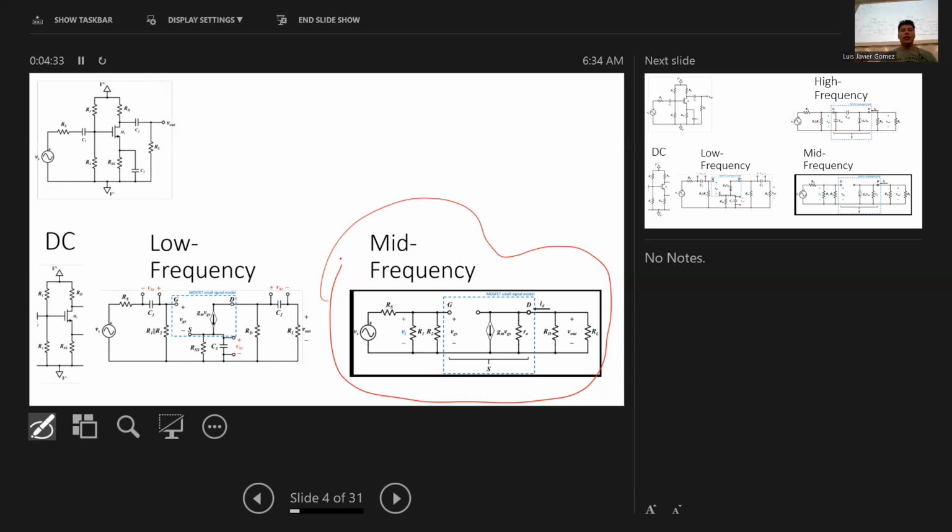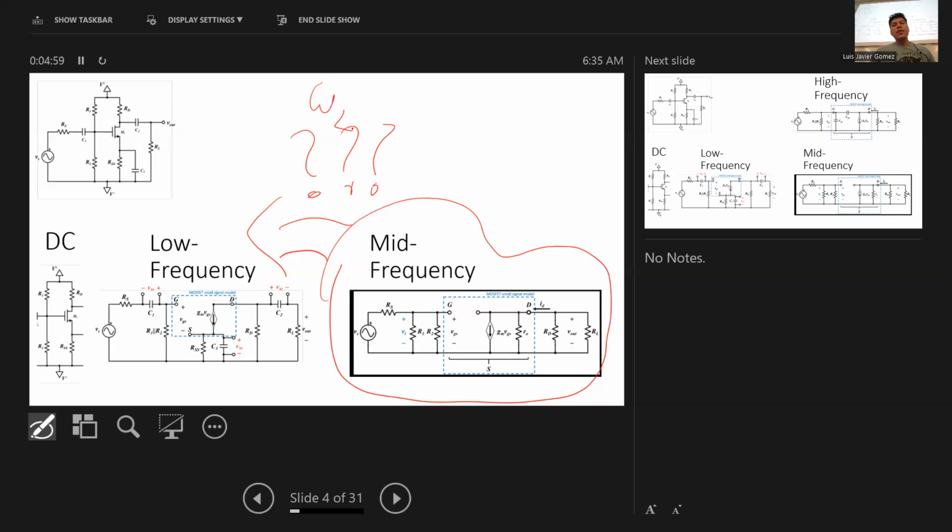So that's one thing. The question of this lecture is, at what frequency can we start assuming this? So what is this omega low, what we're gonna call omega low, the frequency above which we can start assuming that this mid-frequency model is valid.